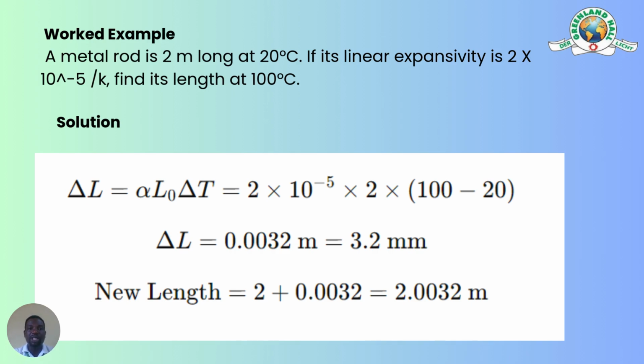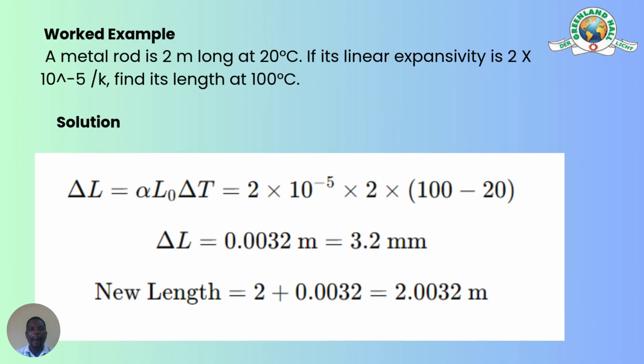A metal rod is 2 meters long at 20 degrees Celsius. This is the length when the temperature is at 20 degrees. If the linear expansivity is 2 times 10 to the power minus 5 per Kelvin, we should find the length when the temperature is now 100 degrees Celsius. So we have been given the coefficient of linear expansivity for that material. As I've said before, all materials have their own linear expansivity. So how do we get the length at 100 degrees Celsius?